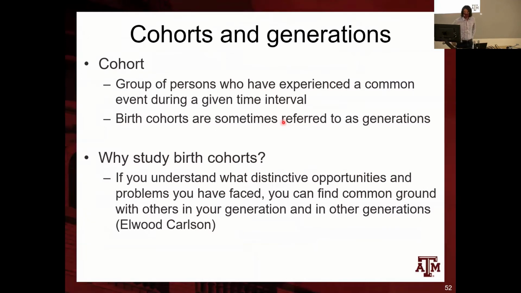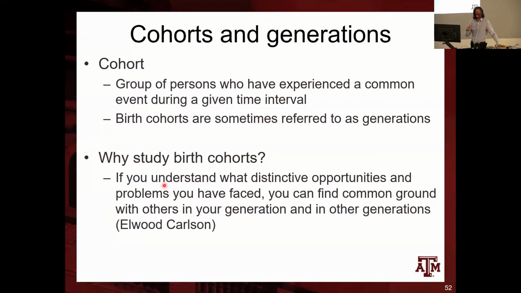So I just mentioned cohorts, the cohort born after World War II. Just to make it clear, a cohort is a group of people who have experienced a common event during a given time interval. Usually in demography, when we talk about cohorts, we are talking about birth cohorts, so people born around the same years or the same decade. They are also called generations. And this professor from Florida State University asks, why do we care about cohorts? Why do we study cohorts, or birth cohorts more specifically?